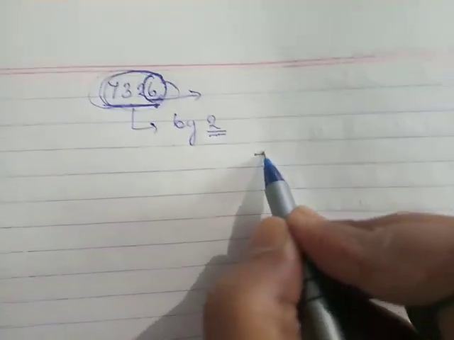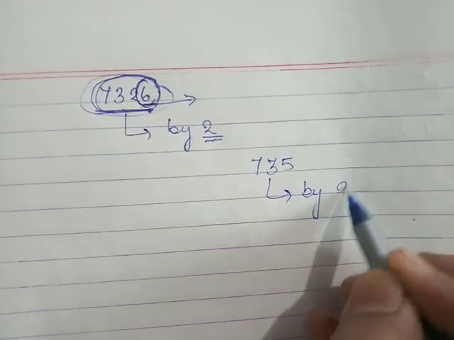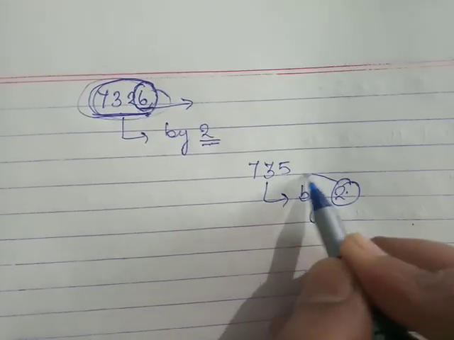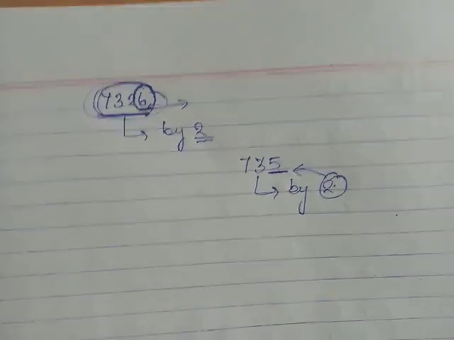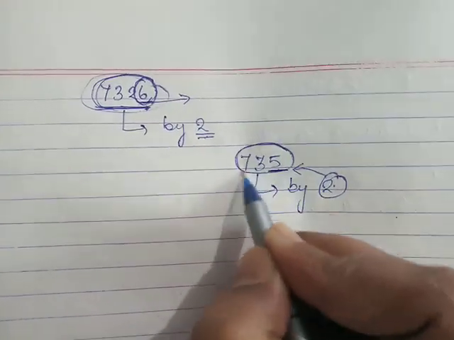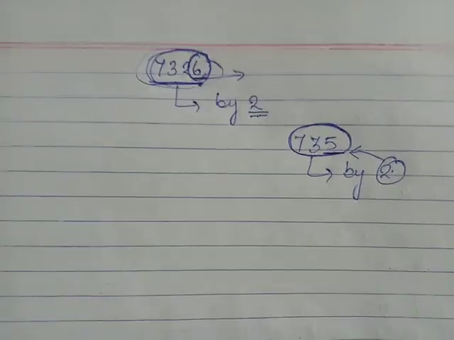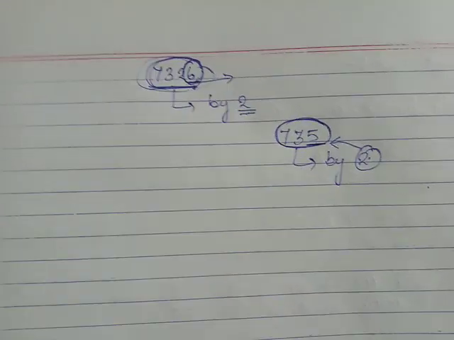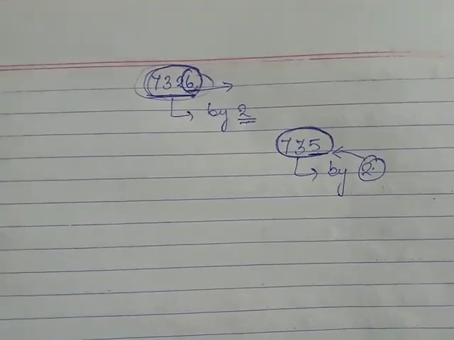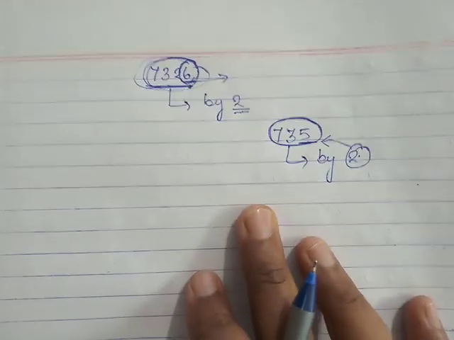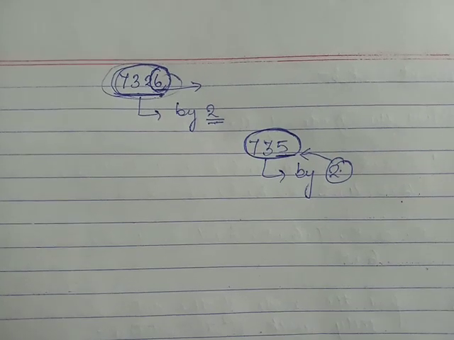Suppose we have 735. If we check the divisibility by 2, you can see that 2 will not divide 5. This unit place will not be divided by 2, so this is not a number which is divisible by 2. Basically, for checking the divisibility by 2, we will just see the unit digit, and if the unit digit is divisible by 2, the number will also be divisible by 2.